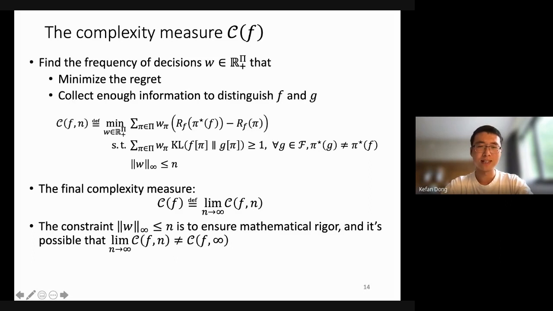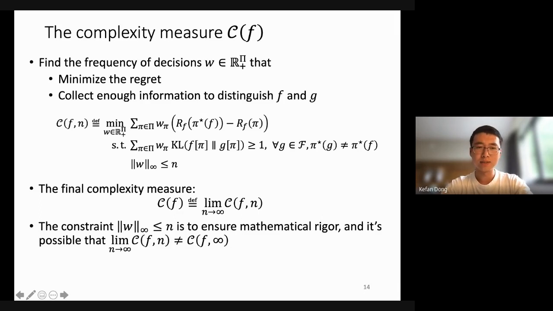So intuitively, this is saying that we can only execute each decision at most n times if we only have n rounds of interaction. And this constraint is to ensure mathematical rigor, because without this, the optimal solution could take the value positive infinity. But for some well-behaved hypothesis class, say the regular multi-arm bandit, linear bandit, this constraint doesn't matter, because in those cases, the limit equals exactly C of f infinity. This is the optimization problem without this constraint.